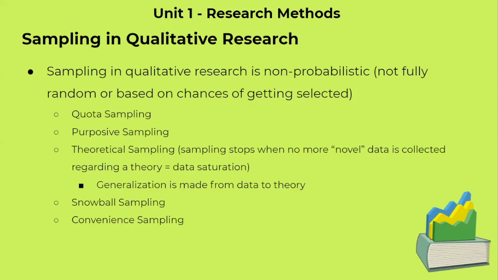So the first type of sampling is quota sampling. This is basically when you sample people based on a fixed number, like a quota. So I only want 10 people, I only want 20 people, and you stop sampling once you reach your quota.